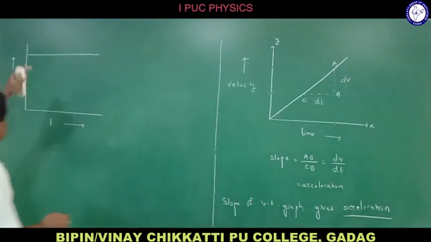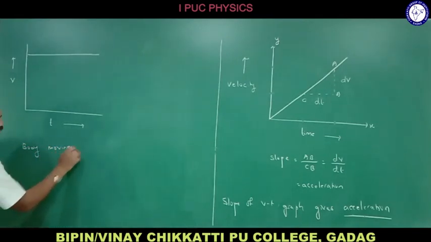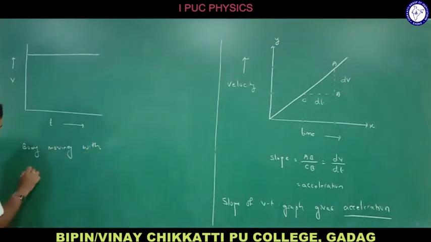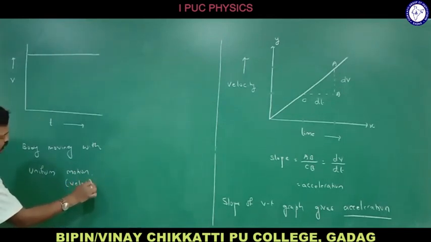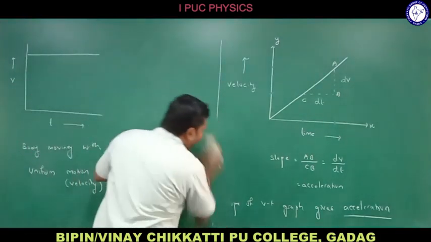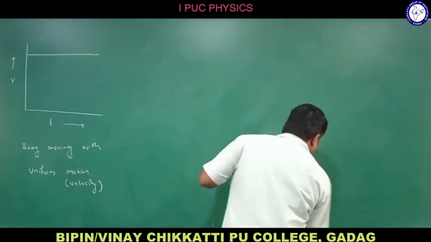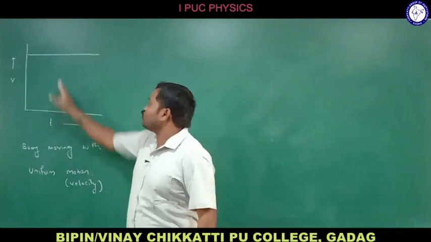This graph gives the idea that the body is moving with uniform motion, or uniform velocity. So the body is moving with uniform velocity. I took a VT graph like this. As time passes, what is happening to the velocity?